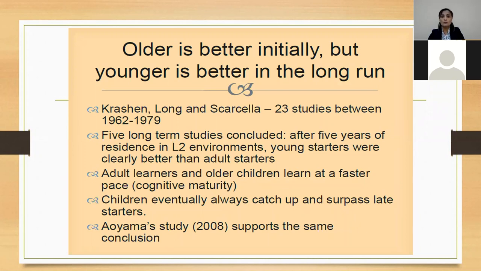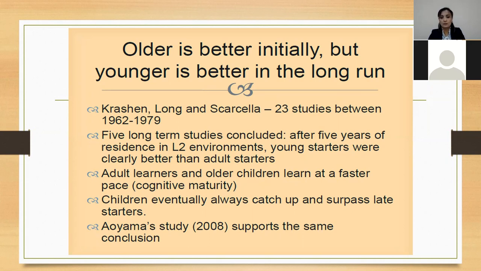So, five long-term studies concluded, pay attention to this one, that after five years of residence in second language environments, young starters were clearly better than adult starters. So that is why residence in a second language environment is more important to learn a second language easier, better, and faster. Adult learners and older children learn at a faster pace. So cognitive maturity is included in. Children eventually always catch up with and surpass late starters.